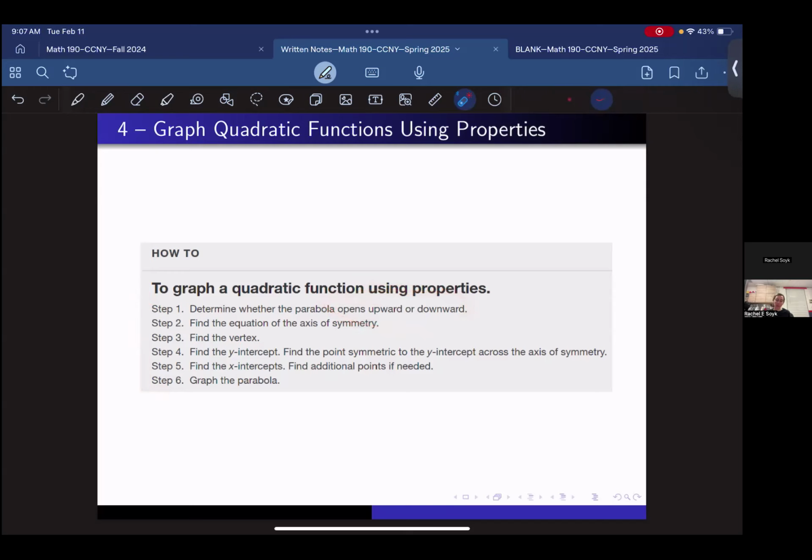Identifying, is our parabola fanning upwards? Is it fanning downwards? Let's identify that axis of symmetry so that we can plug it into our function in order to figure out the coordinate of our vertex. Then let's identify both our x-intercepts and our y-intercepts. Y-intercept, x equals 0. X-intercept, y equals 0. And then finally, let's put all those steps together in order to properly graph it on our coordinate plane.